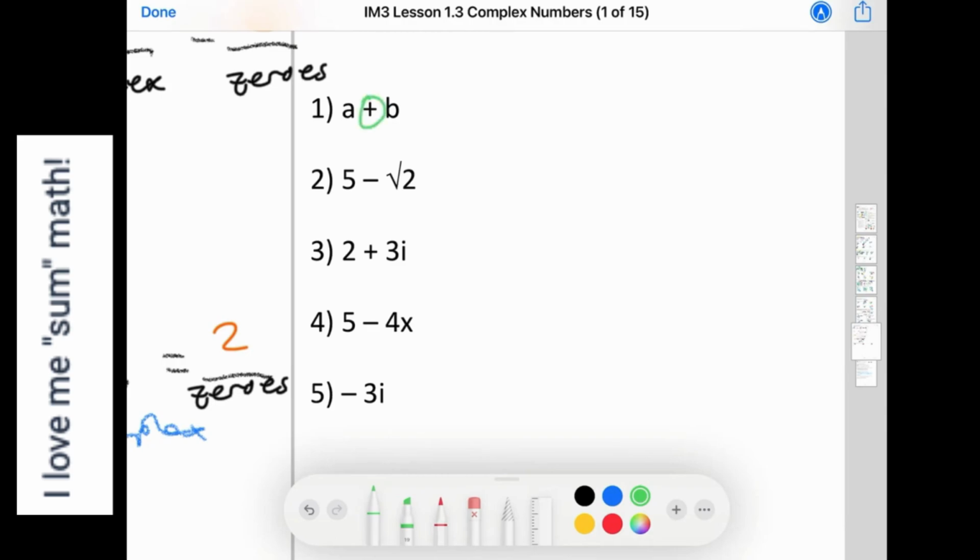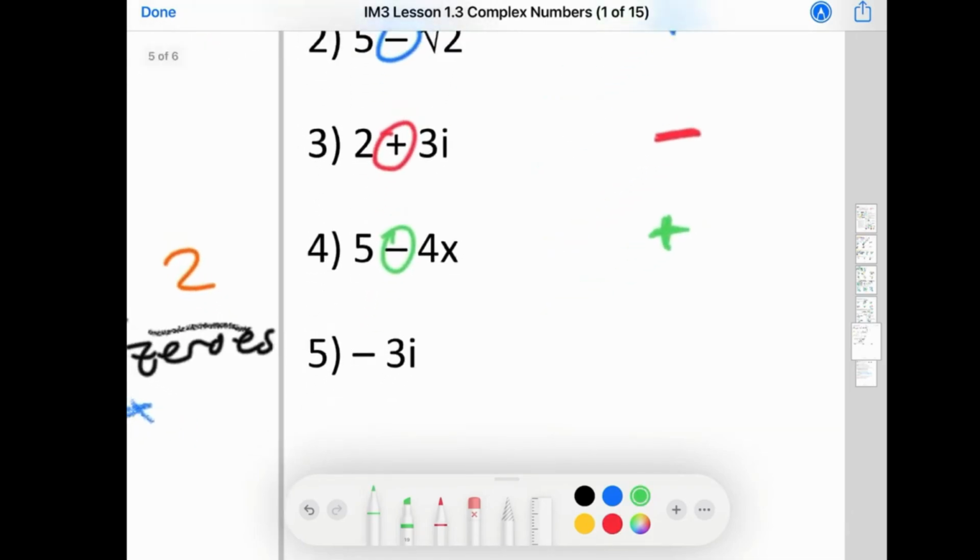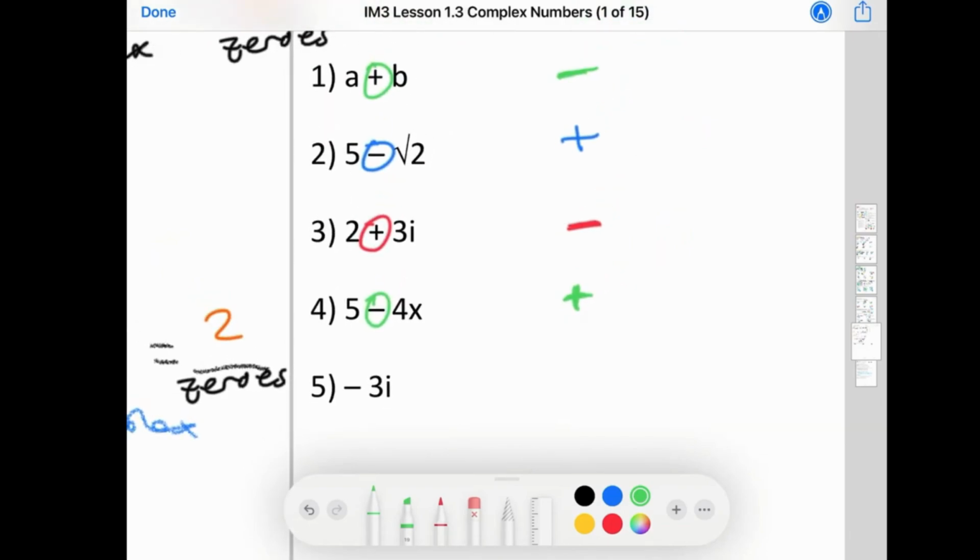Okay, this one is plus, so this one's going to be what? Minus. Simple as that, guys. This one is minus, you're going to change it to a what? Plus. This one is a plus, you change it to a minus. This one is a minus, you change it to a plus. Okay, this one looks tricky. But if you notice what I've done there, I have the real and I have the complex. So you can put a zero there. That one is a minus, so you'll change it to a plus. And everything else is the same. So these are the conjugate pairs.